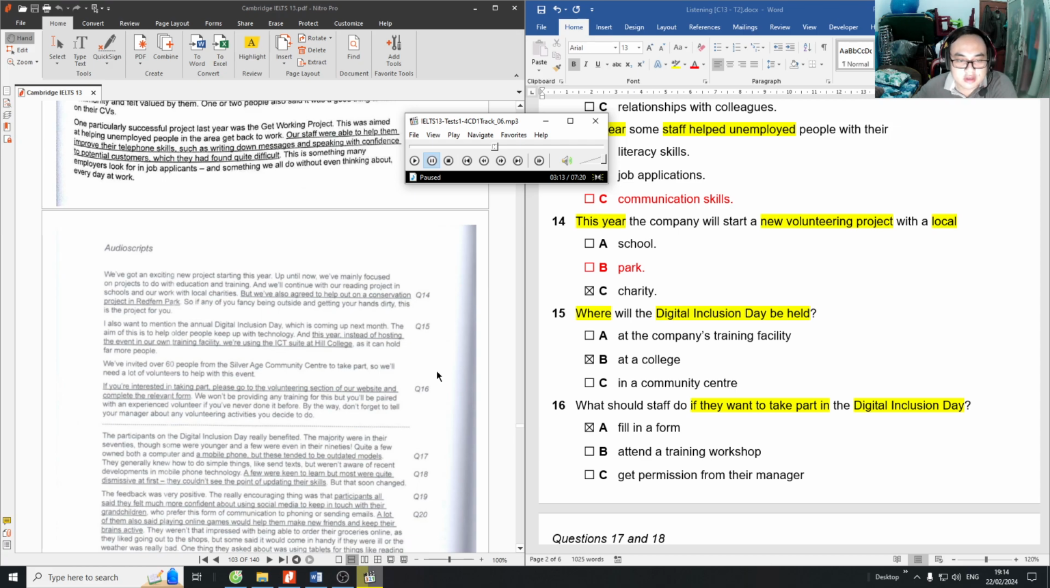We have also agreed to have a conversation project in Redford Park.